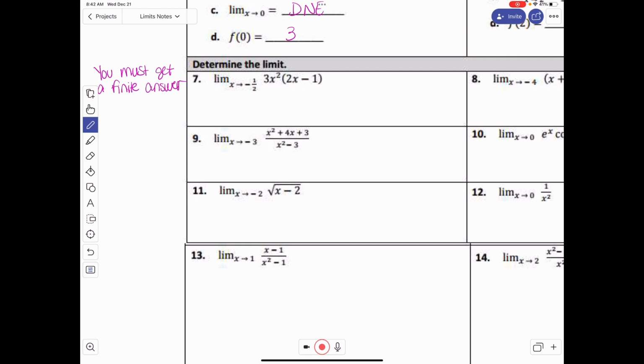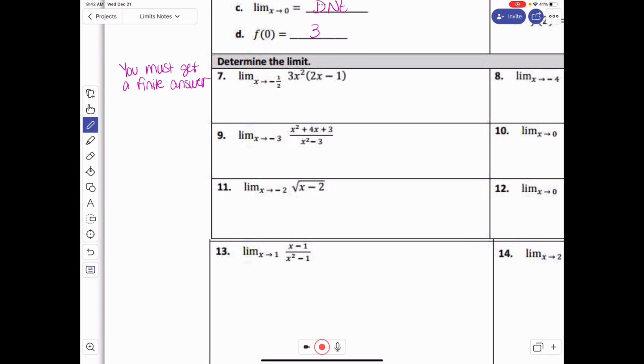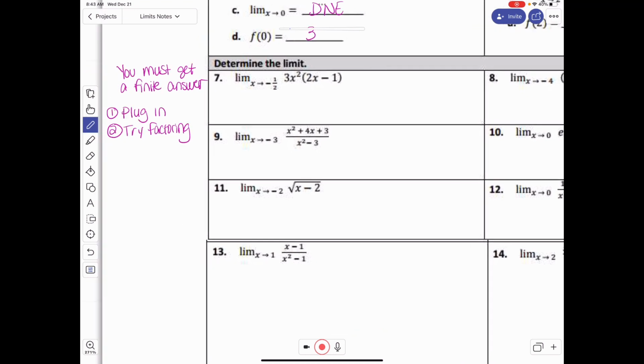And so we have not 3 strategies, we have about 4 strategies, and we're going to look at 2 main ones. So we're just going to focus on 2 main ones. We will just focus on plugging in, and we will try factoring. Those are the 2 that we are going to focus on for these sets of notes.